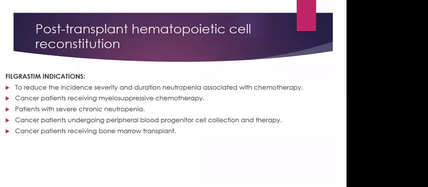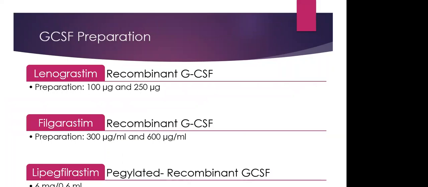Post-transplant hematopoietic cell reconstitution. To reduce the incidence, severity and duration of neutropenia associated with chemotherapy: cancer patients receiving myelosuppressive chemotherapy, patients with severe chronic neutropenia, cancer patients undergoing peripheral blood progenitor cell collection and therapy, cancer patients receiving bone marrow transplant, GCSF priming.